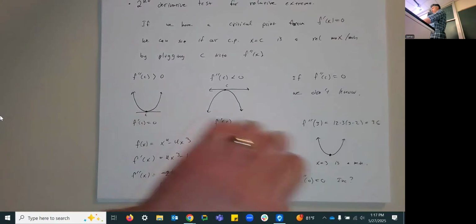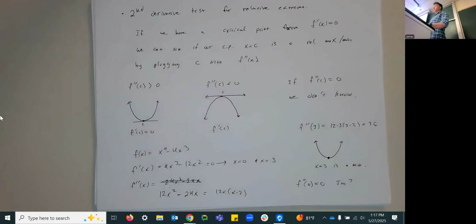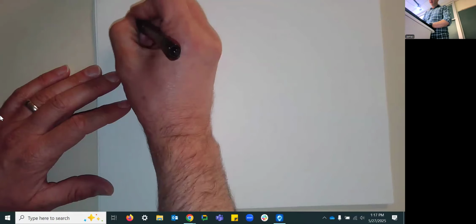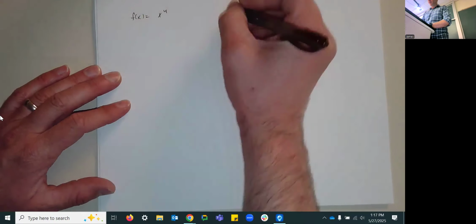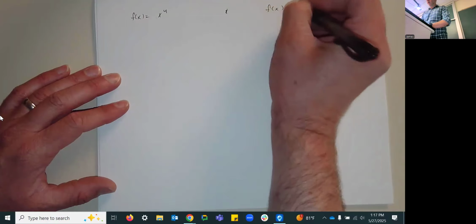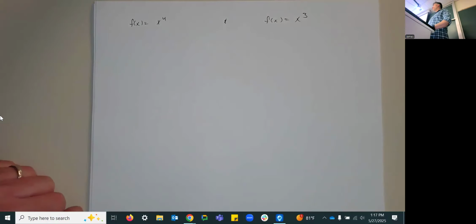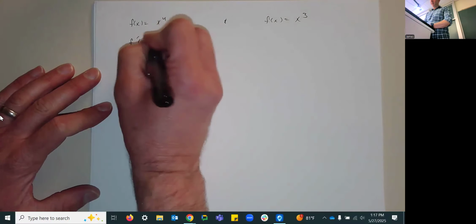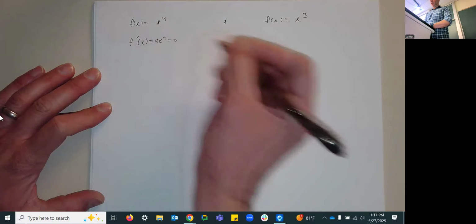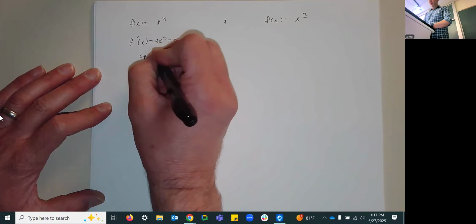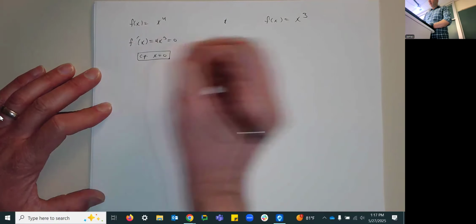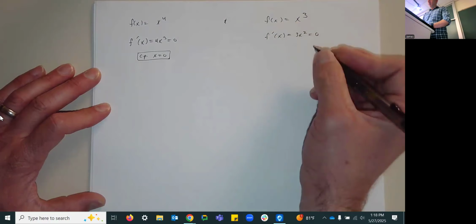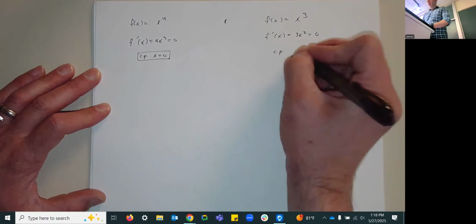Let me just show you one more thing about this and then we can move along. The reason this test is inconclusive is because, well, let's look at these two examples. Let's look at f of x equal to x to the fourth and f of x equal to x cubed. Both of these have a critical point at x equal to 0. Take your derivative here. The first derivative is 4x cubed. We set that equal to 0. We're going to get a critical point of x equal to 0. Same deal here, similar in that you take your derivative, set it equal to 0. You're going to get also x equal to 0 as your critical point.